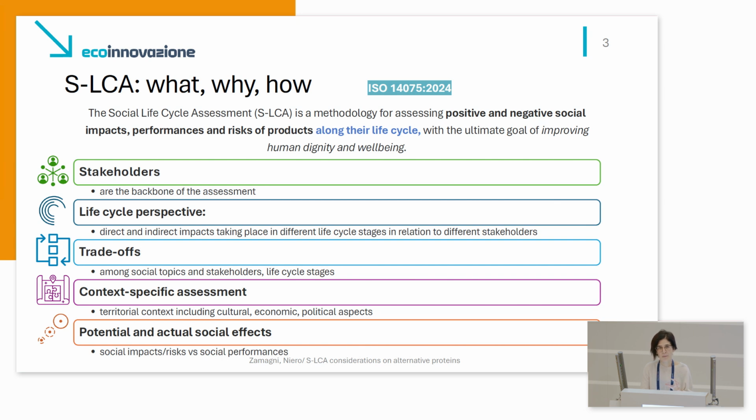And with this life cycle approach, we can see the full picture of a system and understand how it might evolve. And last but not least, social LCA, as you can see, is a very context-specific type of assessment. It means that a specific social impact, such as, I bring the usual example, child labor, is perceived differently according to the context. So there's no universal results or perception about some social impacts.